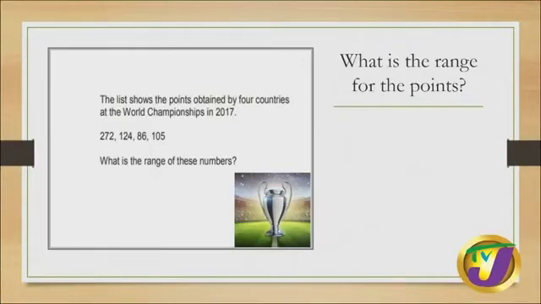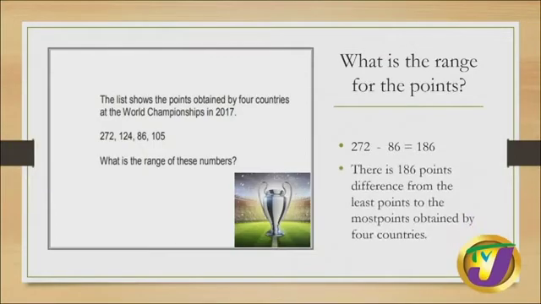You guys, I know you're going to get all of this correct on your exam. So we're subtracting 86 from 272. Let's see what that looks like. 186. There is a 186 points difference from the least points to the most points obtained by the 4 countries.